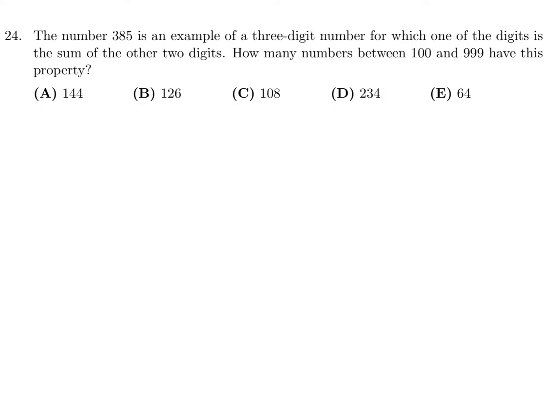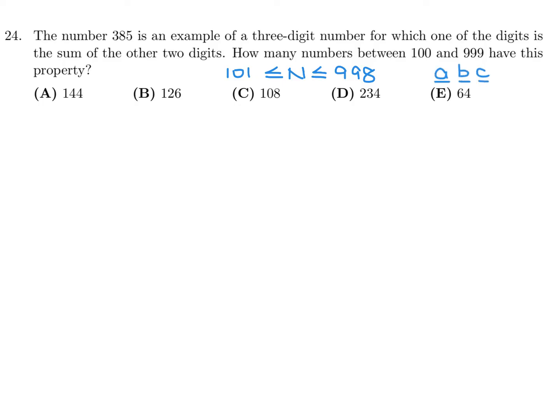The number 385 is an example of a 3-digit number for which one of the digits is the sum of the other 2 digits. How many numbers between 100 and 999 have this property? Okay, so N is between 101 and 998 inclusive, right? And the number, let's just say the number is of the form ABC.